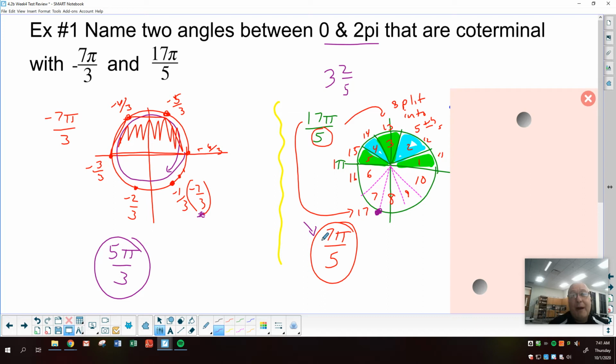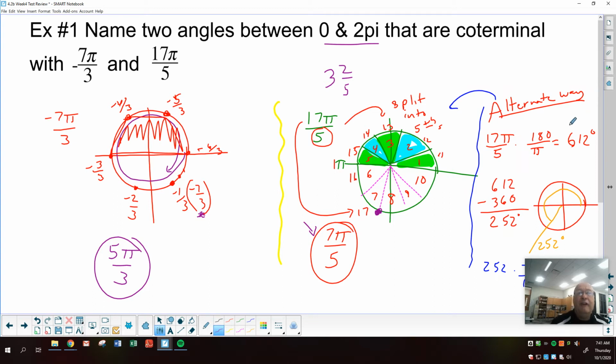Now, there are probably about 3 different ways to do this. This is the way I do it because it's really simple, I think, but you do have to have some fraction knowledge. But there is another optional way, and that is to convert it into degrees. You work with degrees because it's a little bit easier, and then convert it back. So if you do 17 pi over 5 times 180 over pi, the pi's cancel. 17 times 180 divided by 5 is 612. Just use my calculator. And then I know a full turn is 360. And when I say between 0 and 2 pi, that in degree mode means 0 and 360.